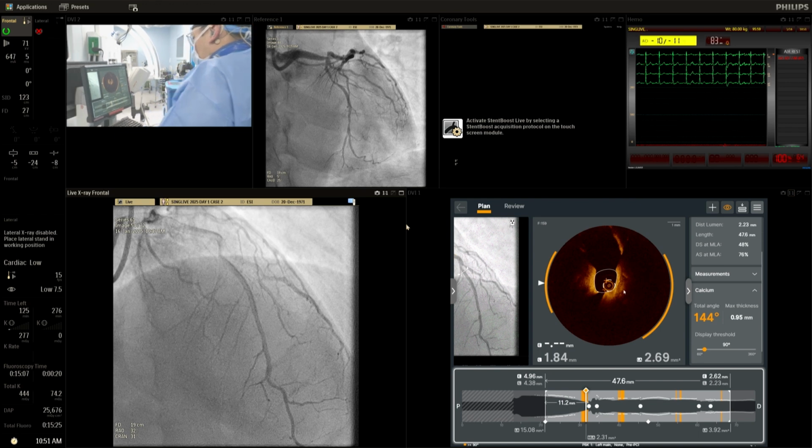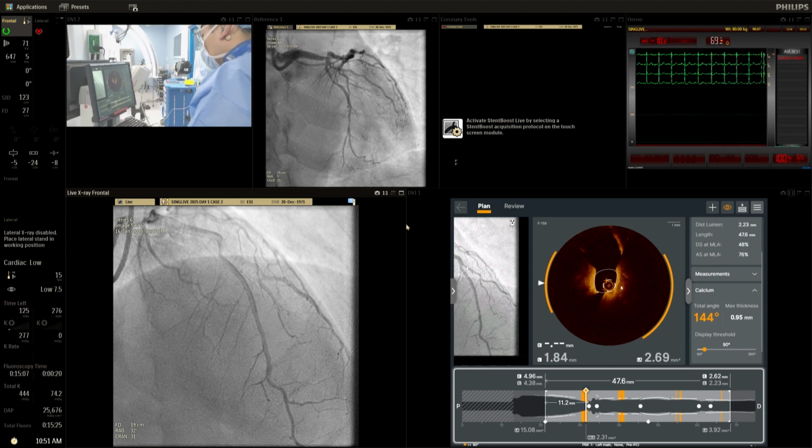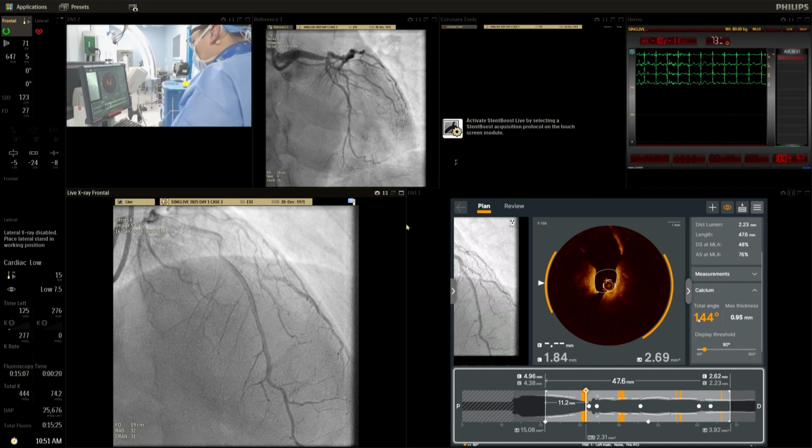I suspect that there is a thick chunk of calcium here in the 3 to 9 o'clock region, just that we can't quite see it. 270.